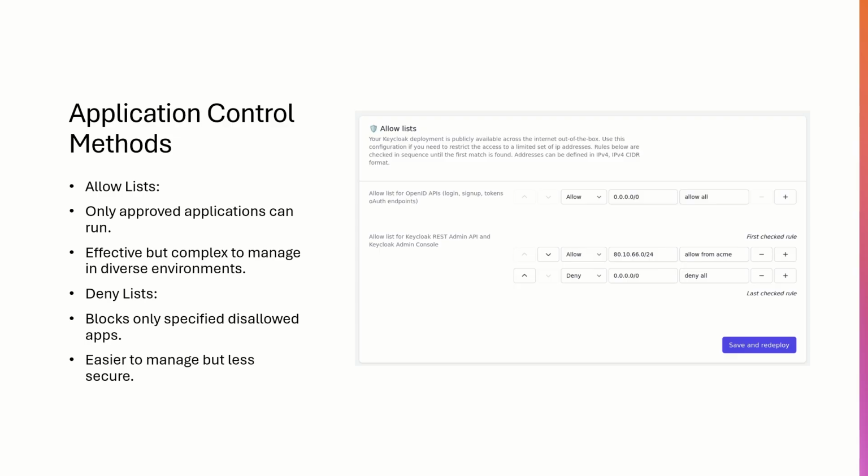In the deny list approach, you can do it the other way around. You instead go to the company portal and say that this application and this application and this application are malicious. They are not good for use. So do not install them.